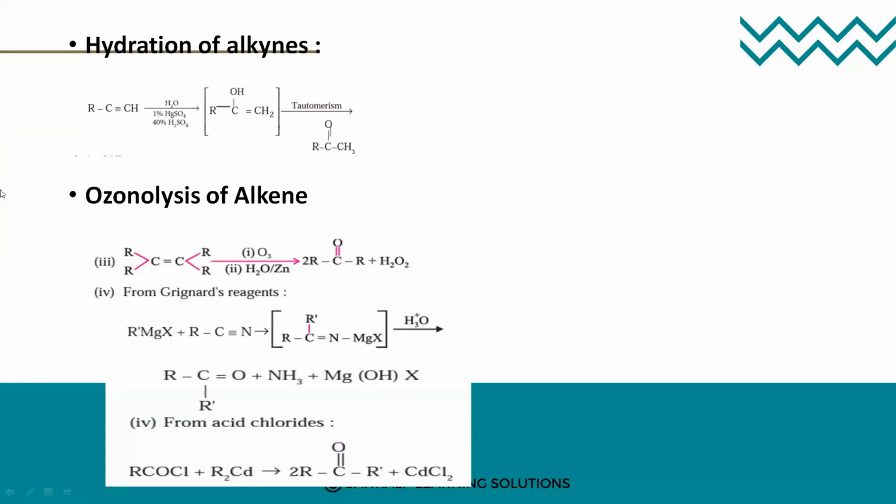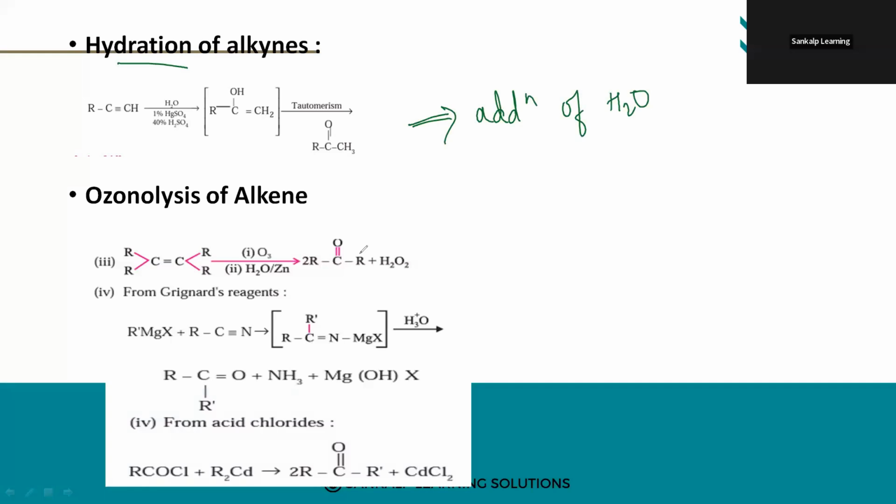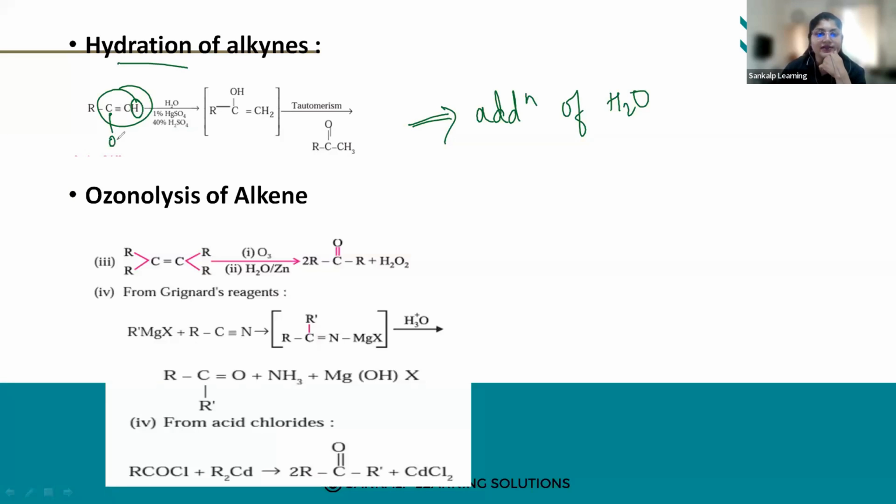Next is hydration. What do you mean by hydration? Hydration means addition of water molecule. So what we are doing, we have taken an alkyne and we are adding water. So it undergoes Markovnikov rule. OH is added to the carbon having the least number of hydrogens, and the hydrogen is added to the other carbon, then it undergoes tautomerism.